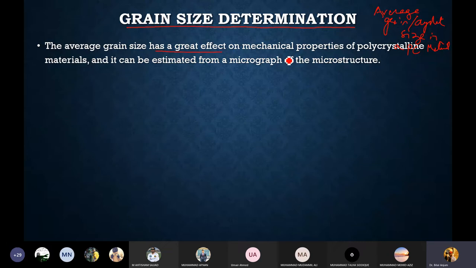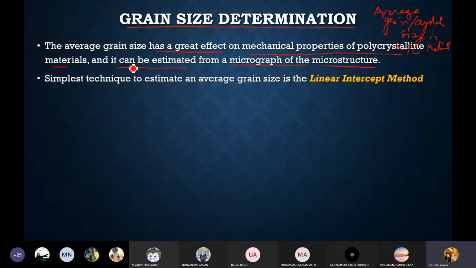Because it has a great effect on the mechanical properties of polycrystalline materials, and it can be estimated from a micrograph of the microstructure. So you need to understand how to calculate the average grain size. Just to give you an idea, the smaller the grain size, the higher the hardness of the material, as well as the fracture toughness, or the toughness of the material. We'll come to the mechanical properties in the coming chapters, but how do you calculate the average grain size?